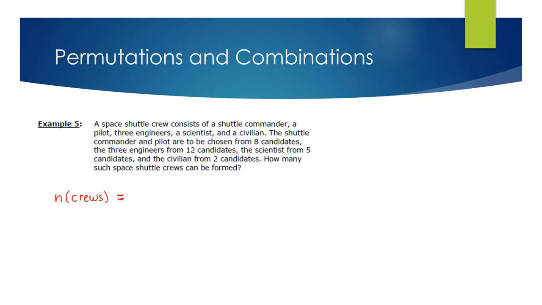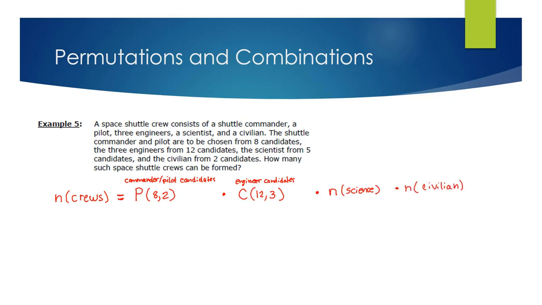So when I look for the number of crews, I'm going to do a permutation with n being 8 and r being 2 for the commander-pilot candidates. I'm going to multiply to that the engineer candidates, which is going to be a combination where n is 12 and r is 3. And then I'm going to choose a scientist. Well, there's 5 candidates for that, so I'm just looking for the number of science alternatives there are. And same thing with the number of civilians. There's only 1 out of those 2 being chosen. So when I work this out, this is going to be 8 times 7. So there's 56 there.